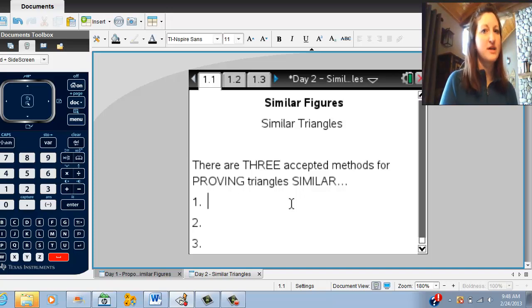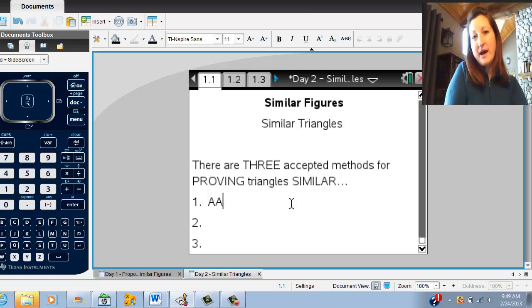So I want to take a little bit of time in a couple of the videos to make sure that you see how to prove triangles similar. We're not actually going to do a proof today. We're just going to take a look at the methods. First method is completely different from congruent triangles. The first method is angle-angle.